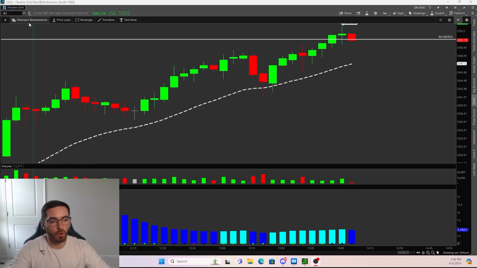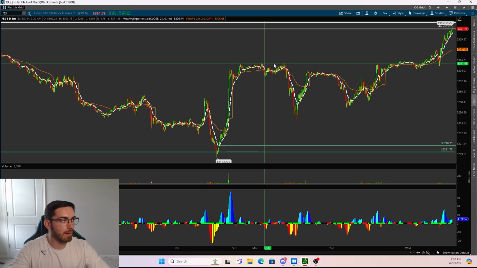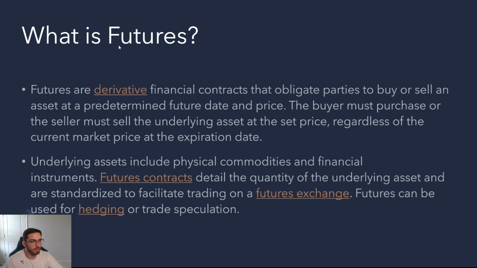All right, so first I want to start off with the overall point system and what you can trade when it comes to futures. So first, let's start off with what is futures. Futures are derivative financial contracts that obligate parties to buy or sell an asset at a predetermined future date and price. The buyer must purchase or the seller must sell the underlying asset at the set price, regardless of the current market price at the expiration date. That's just fundamentally what futures are.